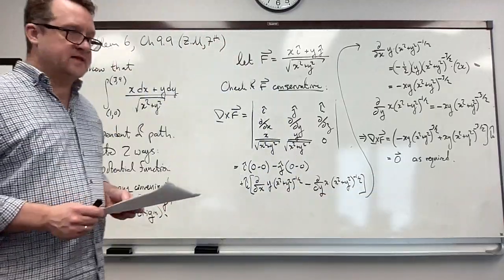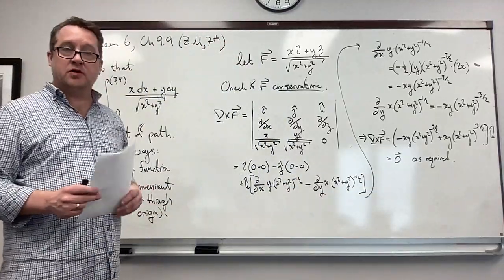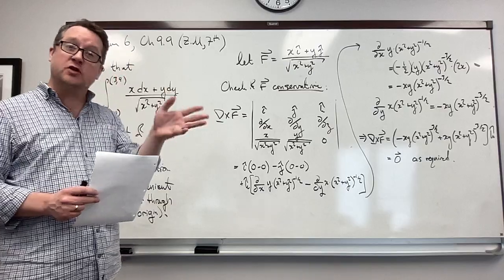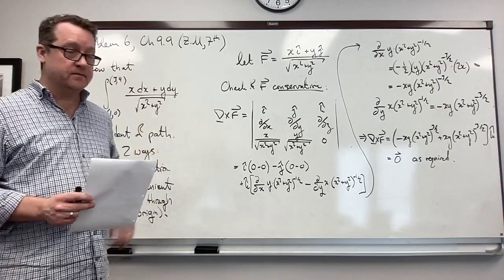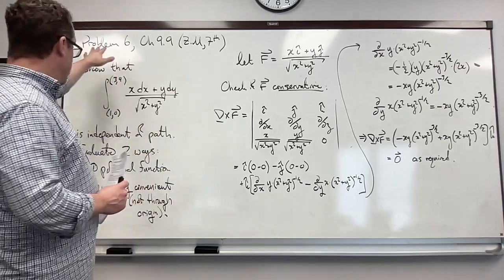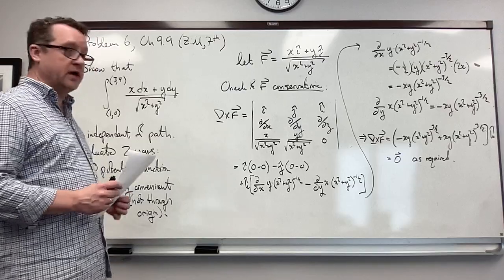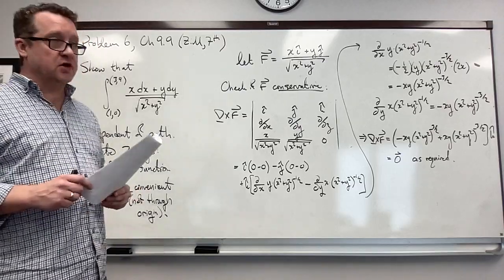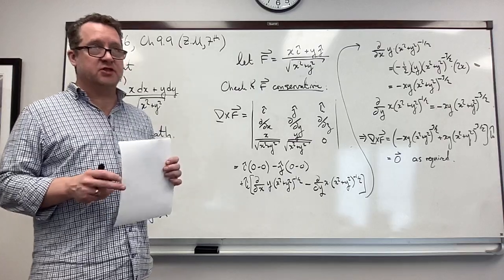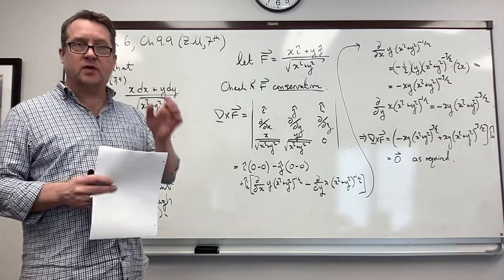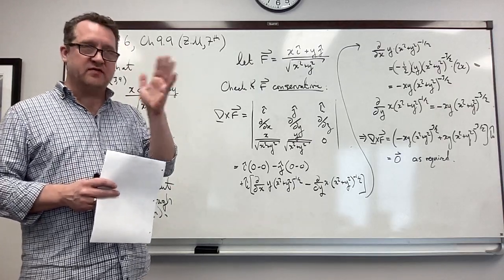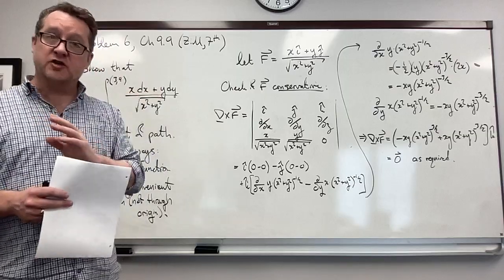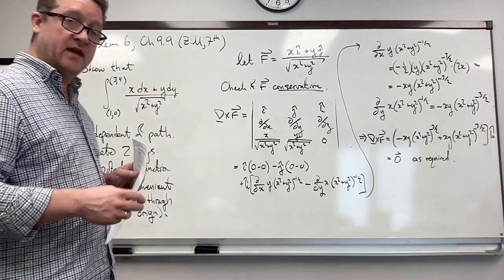Here we're going to do an example of path integration in the context of a conservative vector field. This is actually problem 6 from section 9.9 of the textbook, Zill, the 7th edition. It was also a midterm exam question for the 2275 midterm exam. It was problem number 2 on that exam.